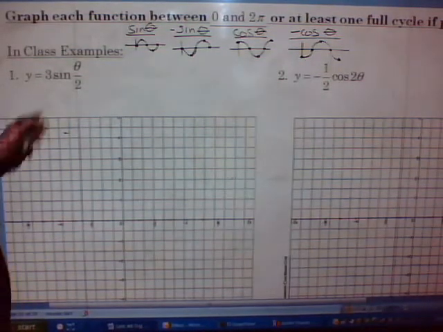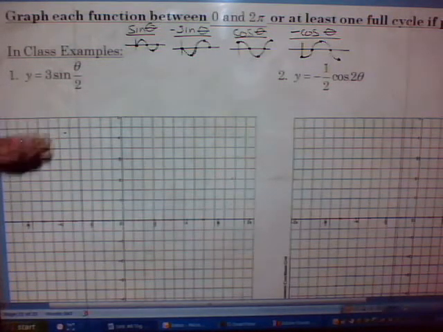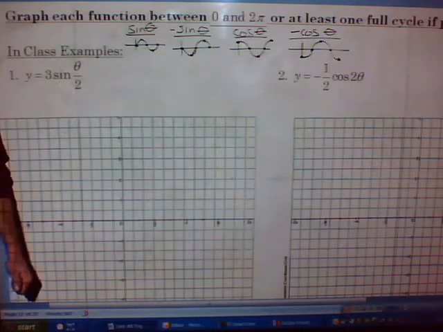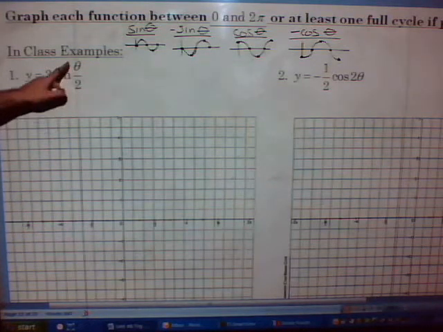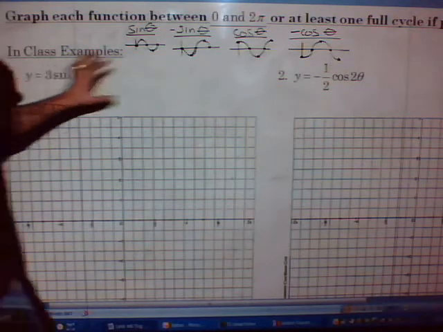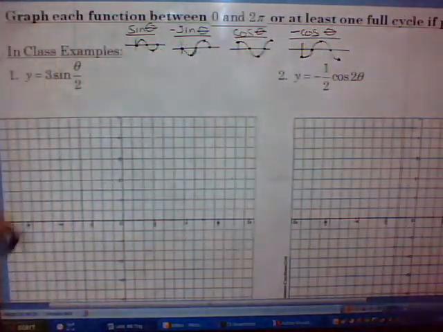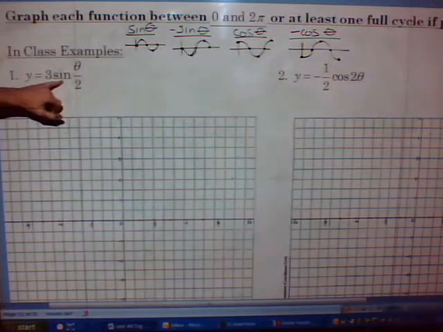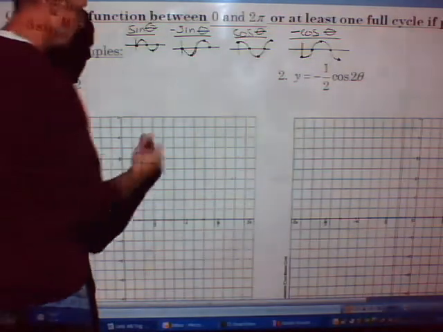Okay, let's start with our first graph. We want to graph y equals 3 sine pi theta over 2. Okay? So, first thing you're going to want to do to get to the graph is identify which one you're looking at. Looks like we have a positive sine, so our graph's going to look like this.